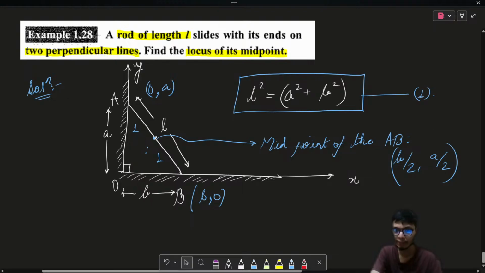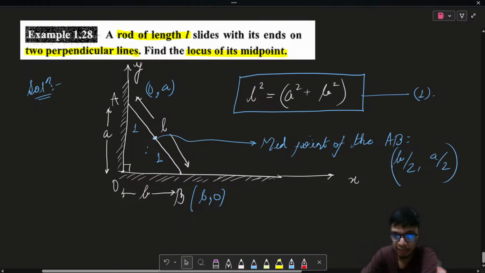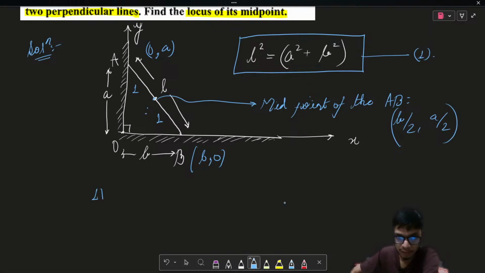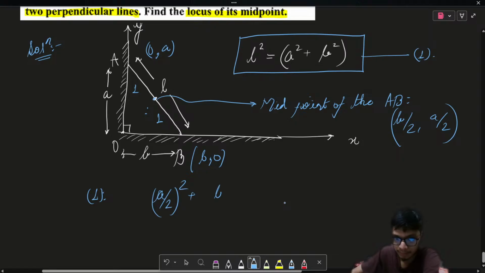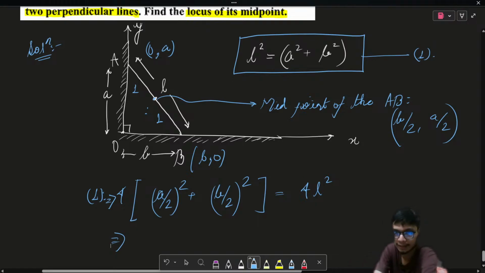Okay. So what I'm going to do over here is modify this result. From the equation of 1, if I write (a/2)² + (b/2)² and multiply the whole thing with 4, that equals 4 times L². I can write this equation as follows. So I multiplied 4 on both the sides, and then what I obtain is that now I have already obtained my known given point like this.